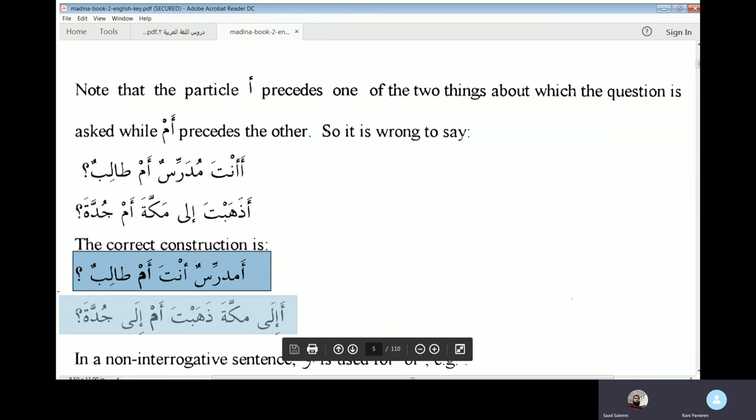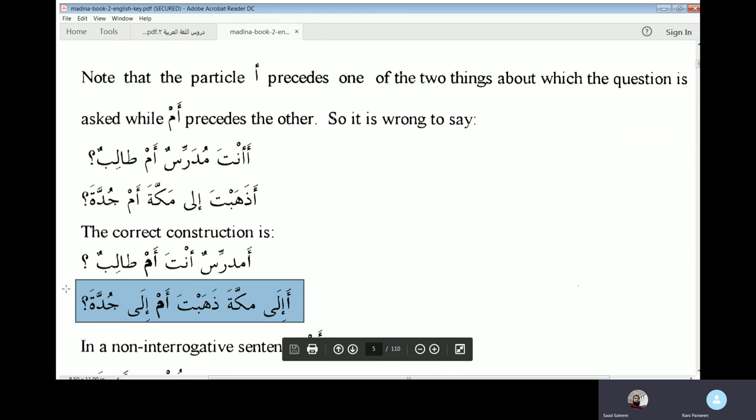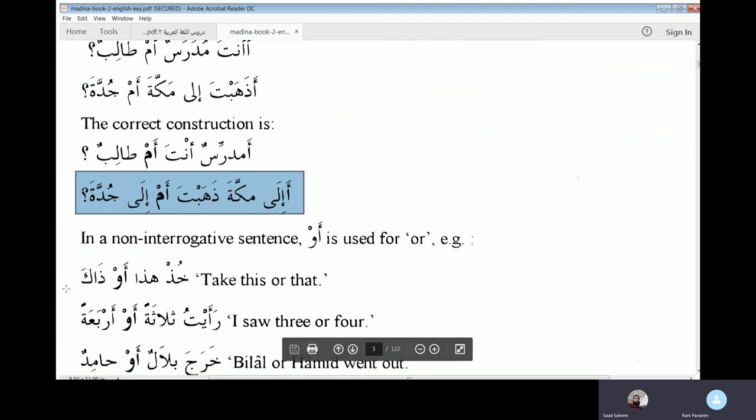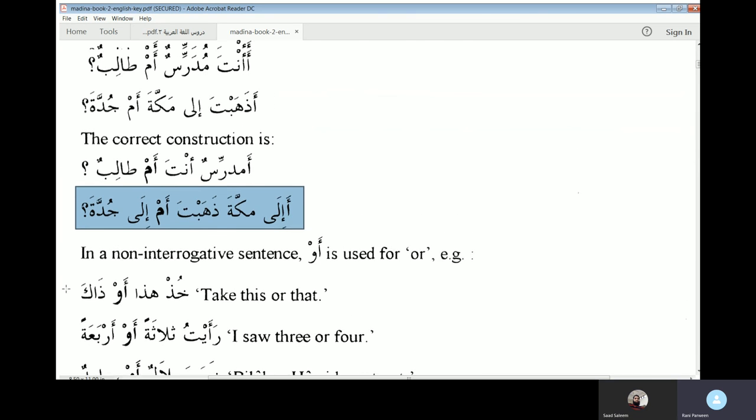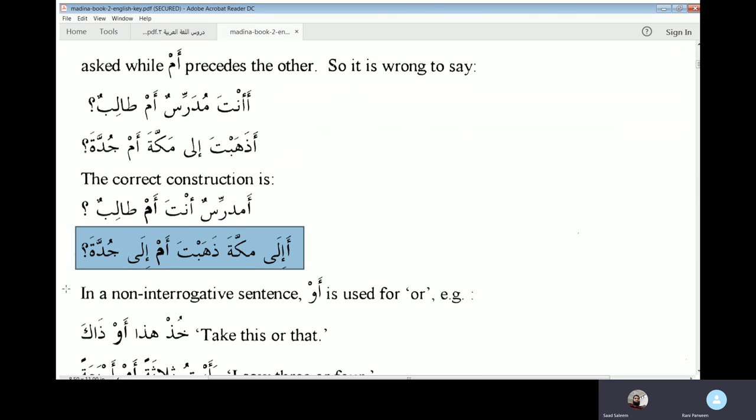Next. أإلى مكة ذهبت أم إلى جدة؟ Okay. A ila makkata dhahabta, am ila juddata.